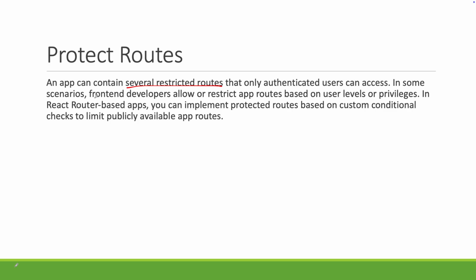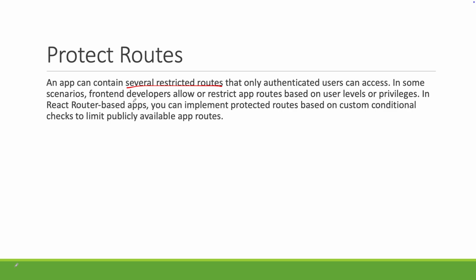And in some scenarios, front-end developers allow or restrict app routes based on user level or privileges. Suppose for a login page, yes, everyone can access. But for a welcome page or user list page or product list, they must be an authenticated user to access. Like for the delete user page, the table which has a delete button, only admin can access it.